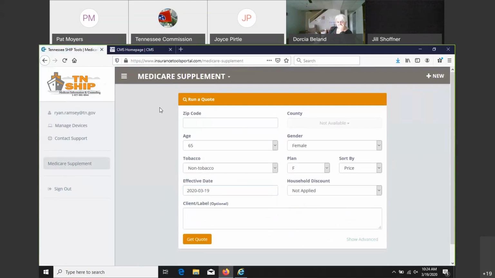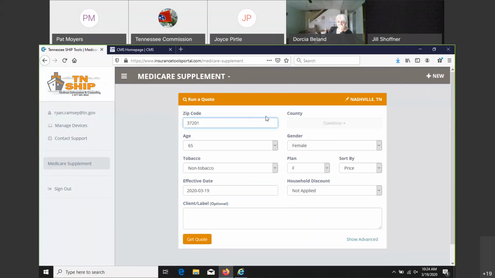Now, when we're running a quote, we don't need to have as much information as we normally do on a comparison of drug plans or Medicare Advantage plans when it comes to the course of our work. However, we do need just a little bit of information from everybody. The first of which is zip code. We have to know what area they live in. I'm going to go ahead and just use my zip code, that being 37201.